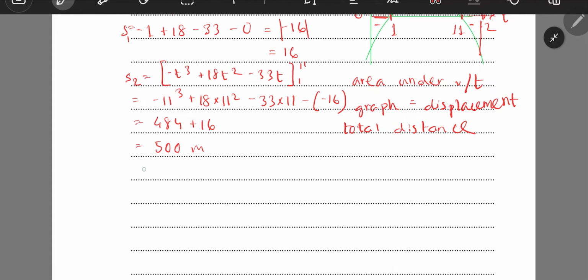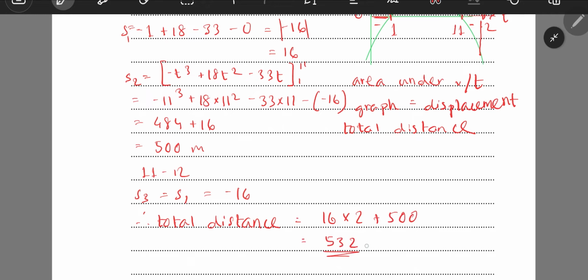And we know that for 11 to 12, s3 is the same as s1, so it's equal to minus 16. Therefore, the total distance is equal to 16 times 2 plus 500, so that's 532 meters.